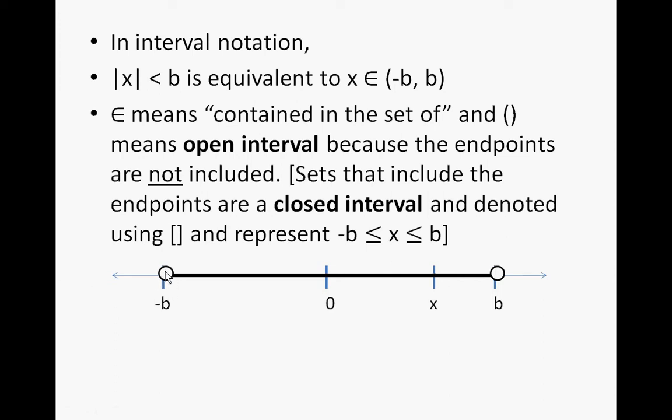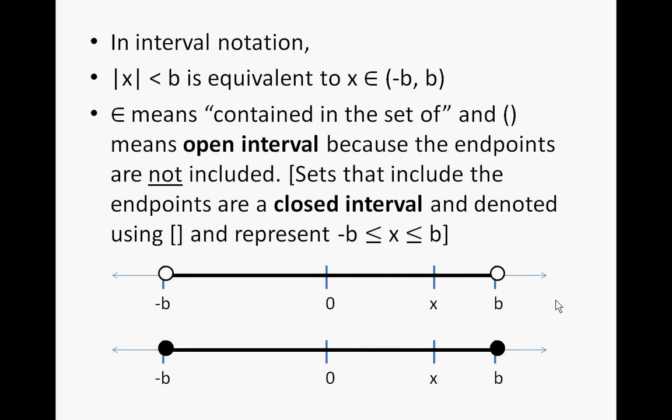Notice that we have an empty circle, or empty point, on minus b and b. So that means it would be less than. But if we have a closed interval or closed set, that means that minus b is included in the solution set and also b. So you might have seen some number line representations of this.